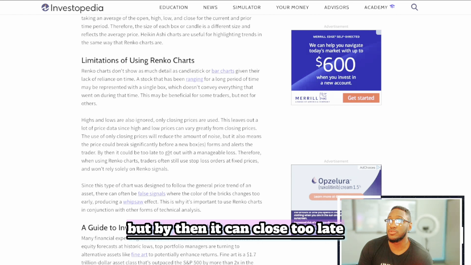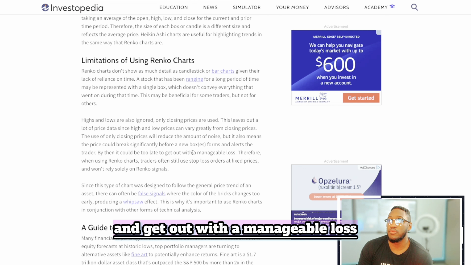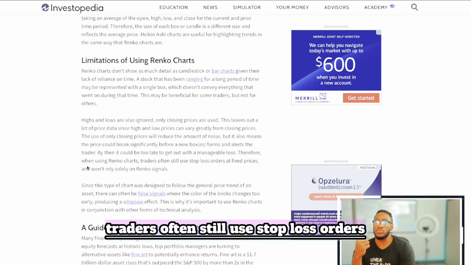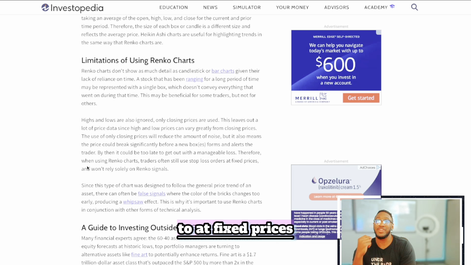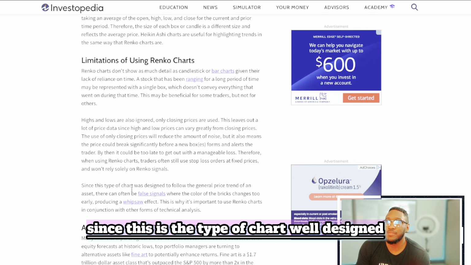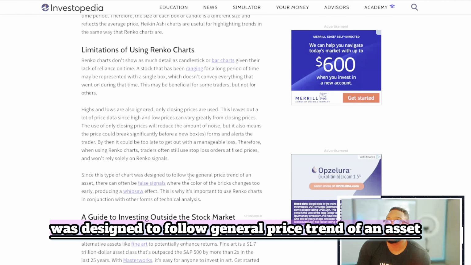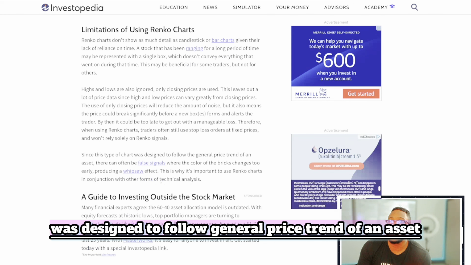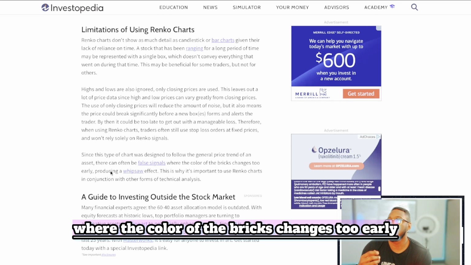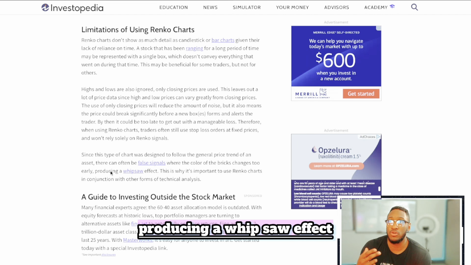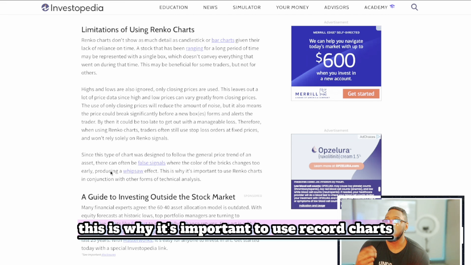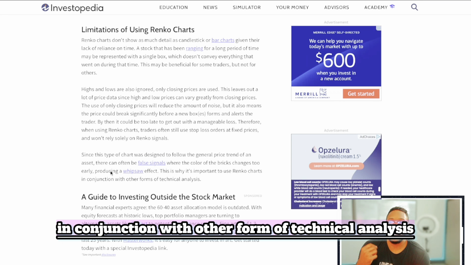But by then it can close too late, and you get out with a manageable loss. Therefore, when using Renko charts, traders often still use stop loss orders at fixed prices and won't solely rely on Renko signals. Since this type of chart was designed to follow the general price trend of an asset, there could also often be false signals where the color of the bricks changes too early, producing a whipsaw effect. This is what we're seeing on TradingView. This is why it's important to use Renko charts in conjunction with other forms of technical analysis.